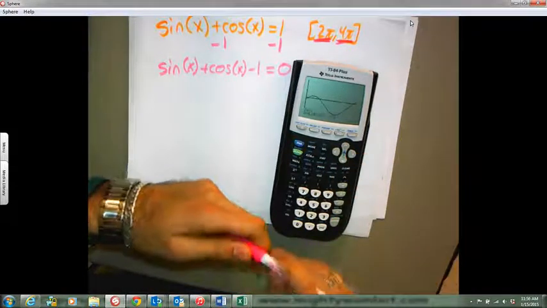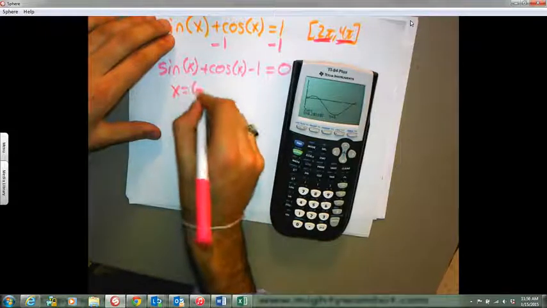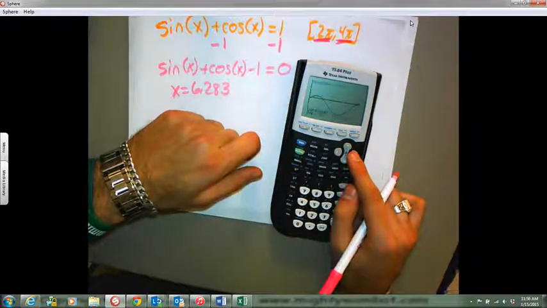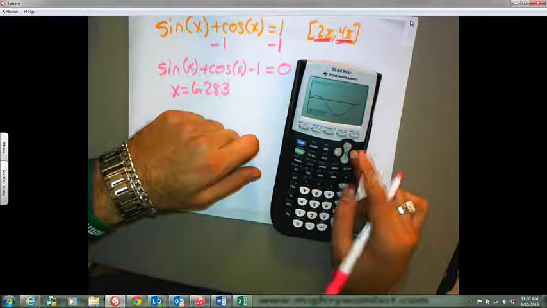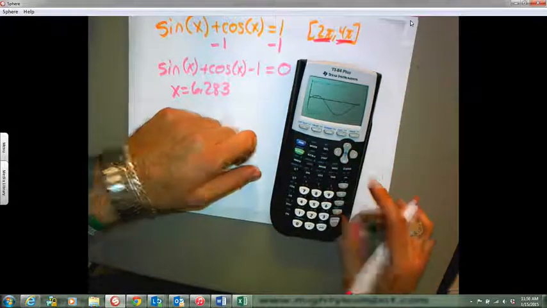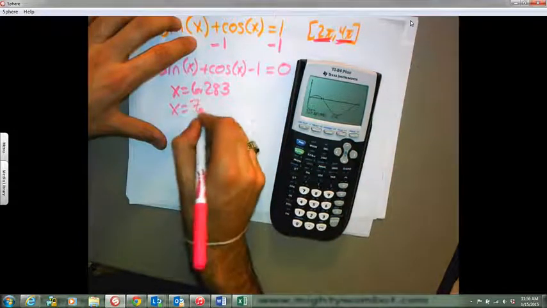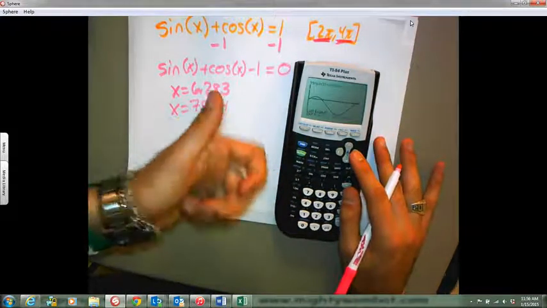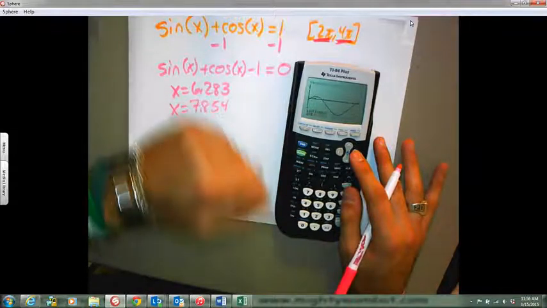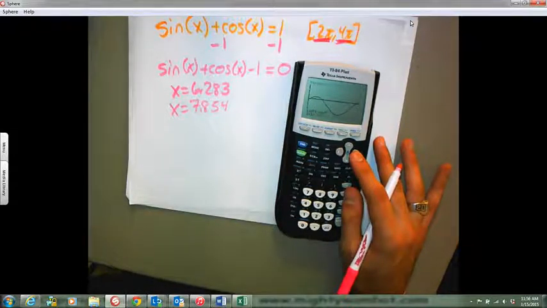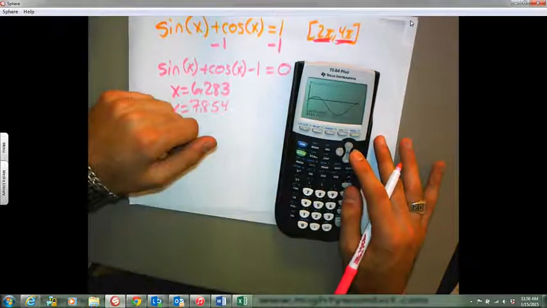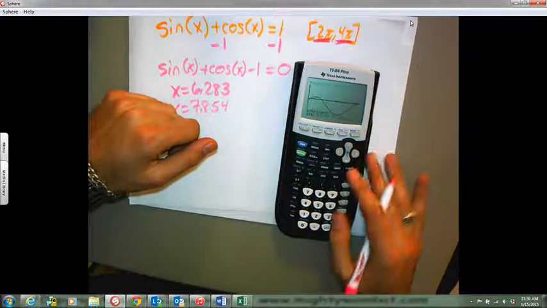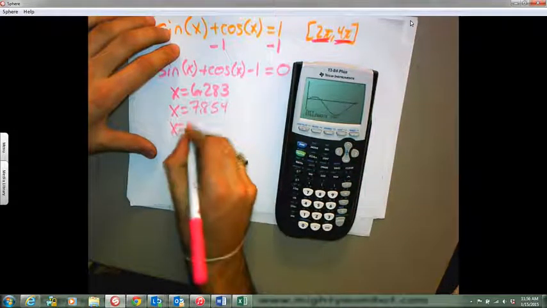So the first one I got is 6.283. Again, please verify that you have this picture. If you don't have the time to get all the zeros, that's fine. I know everybody knows how to do that. The next one we have is 7.854. Remember, 3 decimals. And the final one we got is x equals 12.566.